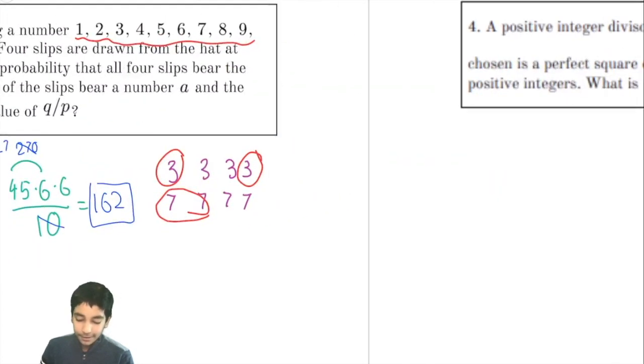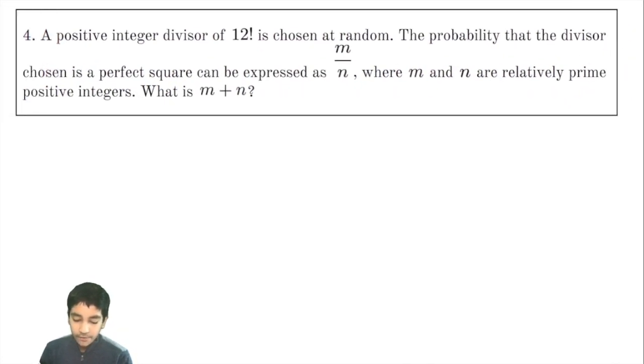Okay, so now let's take a look at our next problem. A positive integer divisor of 12 factorial is chosen. What's the probability the divisor chosen is a perfect square? Well, the idea here is that we want to find the prime factorization of 12 factorial first. So what is the prime factorization of 12 factorial? The bad way of doing it is finding 12 factorial and then prime factorizing, which will take forever.